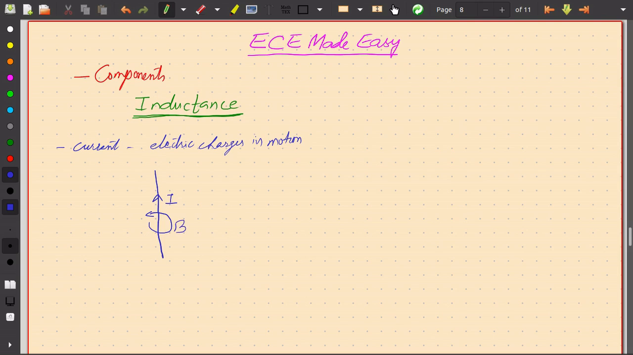So that's the basic of creation of a magnetic field. Wherever there is a current, there exists a magnetic field around in the space, and this magnetic field depends on the strength of the current and the property of the medium, which is called permeability.